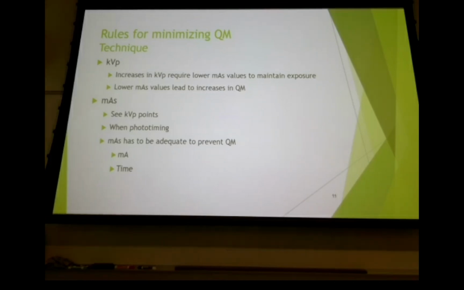So, things that cause quantum mottle, I almost said quicksand, quantum mottle. We have to consider each one of those things and limit those that would cause quantum mottle. So kVp. If we increase kVp, we reduce mAs, and introduce the possibility of quantum mottle, right? So what we want to use is optimum kVp. You want to use as high a kVp as you can and not introduce quantum mottle. But we have optimum levels of kVp.